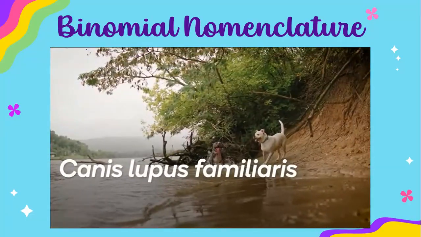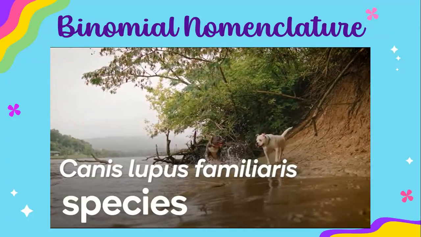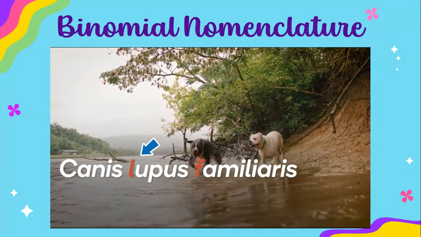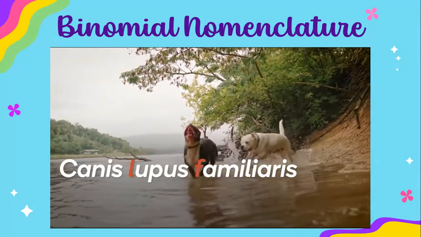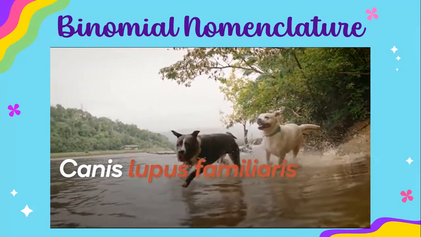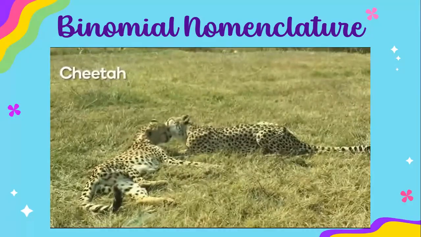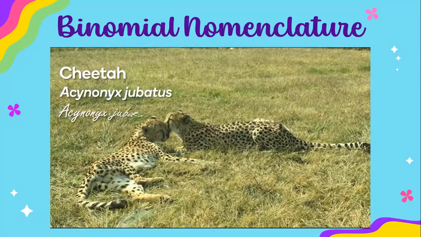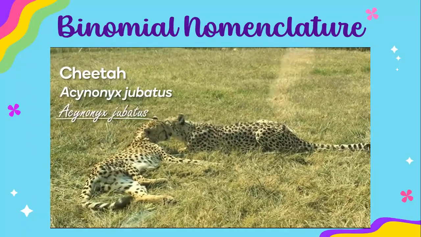The second part of a scientific name is the species. This is always written lowercase. The second part of the scientific name of a dog is lupus familiaris. A scientific name is always italicized. When it is handwritten, it is underlined.